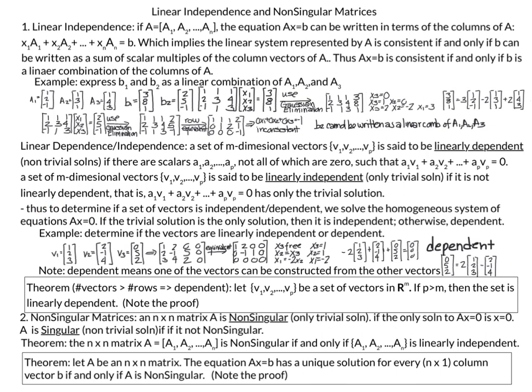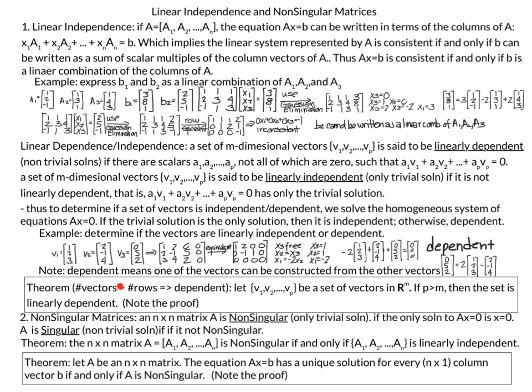And then thus, to determine if a set of vectors is independent versus dependent, we saw the homogeneous system of equations, which is represented by Ax equals 0. And if the trivial solution is the only solution, then it is independent. Otherwise, it is dependent. And we have an example here. And we also want to note that dependent means one of the vectors can be constructed from the other vectors. So here we have this vector. This is from this previous example. This vector is a linear combination of the other two vectors. Because they are dependent, we can do that.